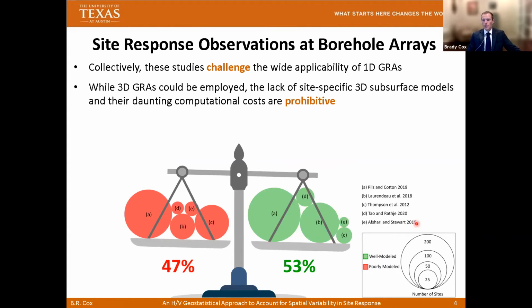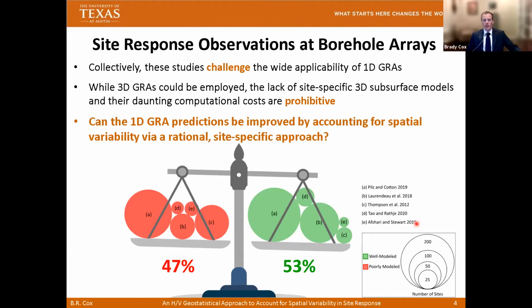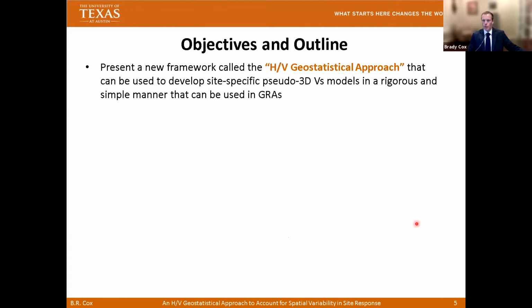While 3D ground response analyses could be used, generally we lack site-specific 3D subsurface models, and also 3D GRAs are computationally expensive. These two challenges really prohibit us from performing 3D ground response analyses, at least on a wide scale. So the question then becomes, can we still use 1D ground response analyses, but improve their performance by accounting somehow for spatial variability on a site-specific approach?